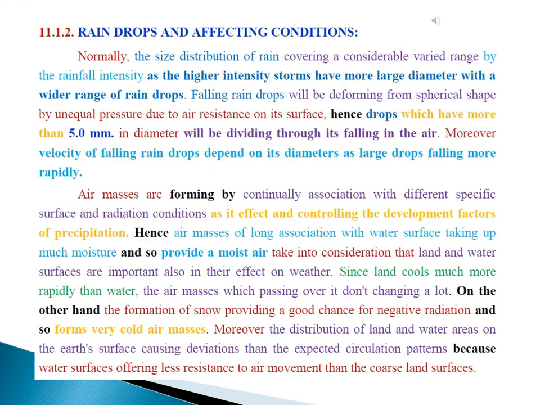Raindrops and affected conditions. Normally, the size distribution of rain covers a considerably varied range with the rainfall intensity, as the higher intensity storms have larger diameters with a wider range of raindrops. Falling raindrops will be deformed from spherical shape by unequal pressure due to air resistance on their surface. Hence, drops which are more than 5 mm in diameter will divide during their fall in the air.